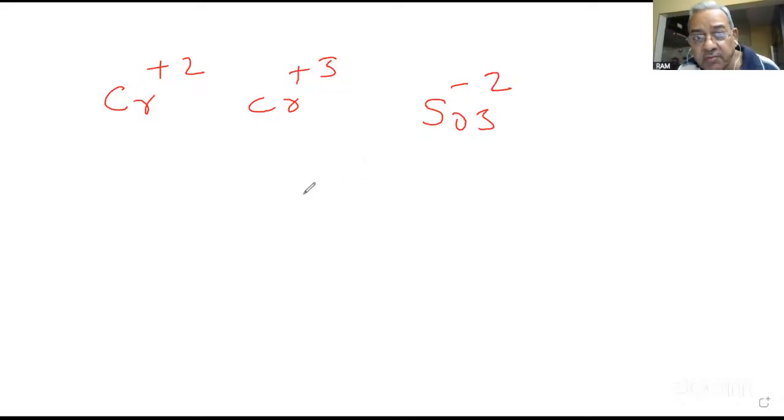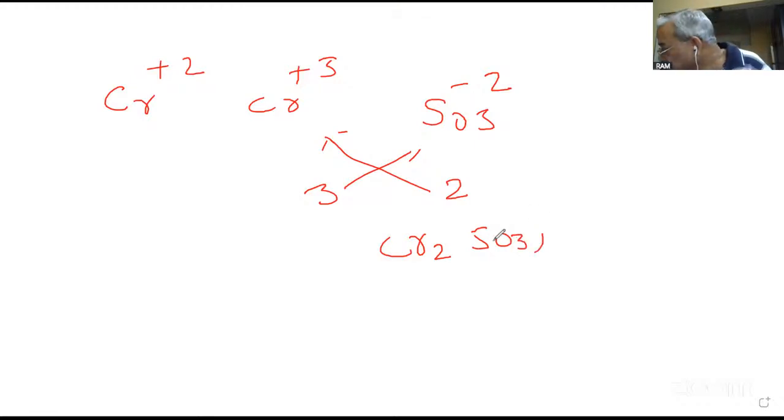So how will it become? Here it will be 3, here it will be 2. So this will be multiplied with this, and this will be multiplied with this. So this will become Cr2(SO3)3, right?